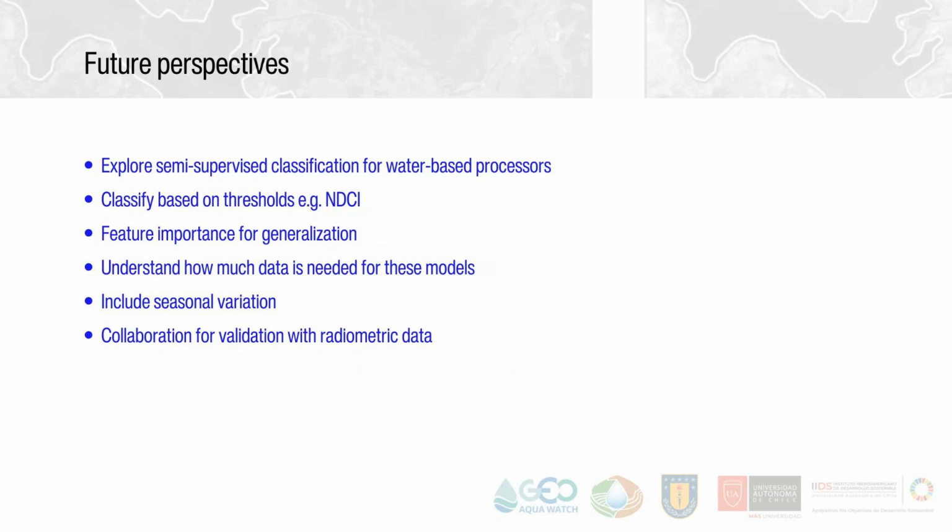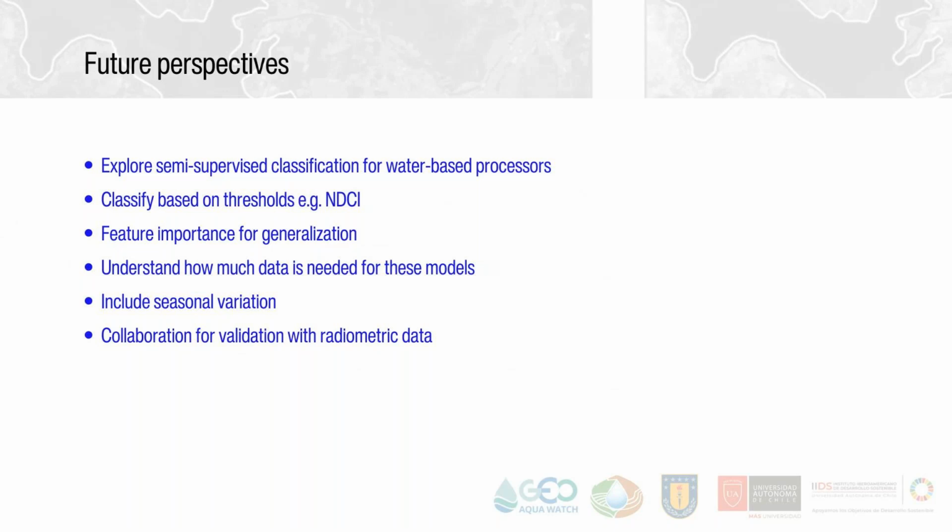For our future perspectives, like I just mentioned briefly, I really want to start exploring semi-supervised classification for developing dataset for water-based processors exclusively. I think I just need to move away from the land-based processor at this moment. And also do classifications based on defined thresholds of, for example, the normalized difference chlorophyll index. Maybe these ranges could be really interesting to explore to be able to separate the different signals that we're getting.